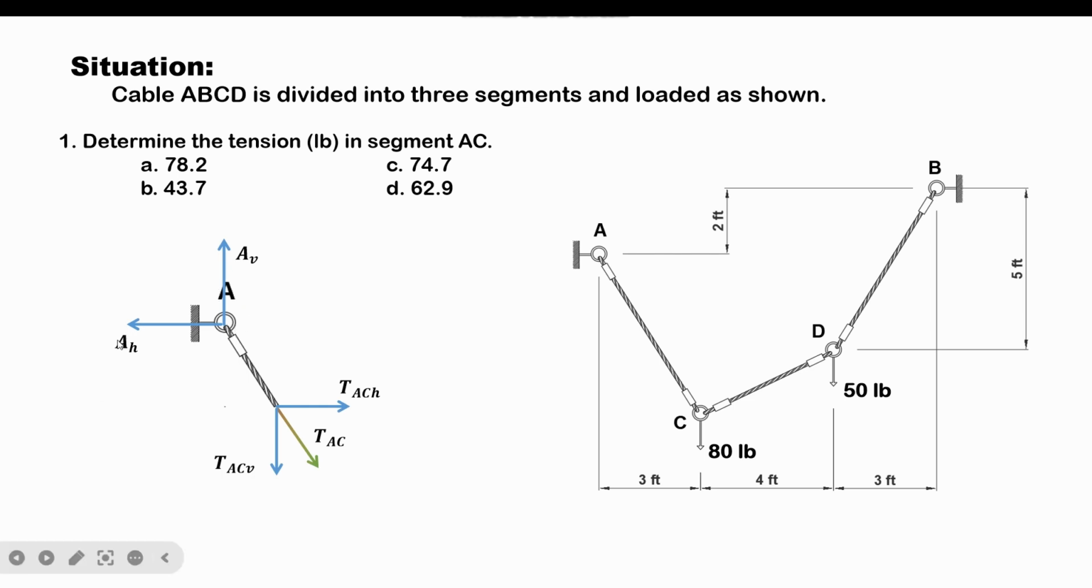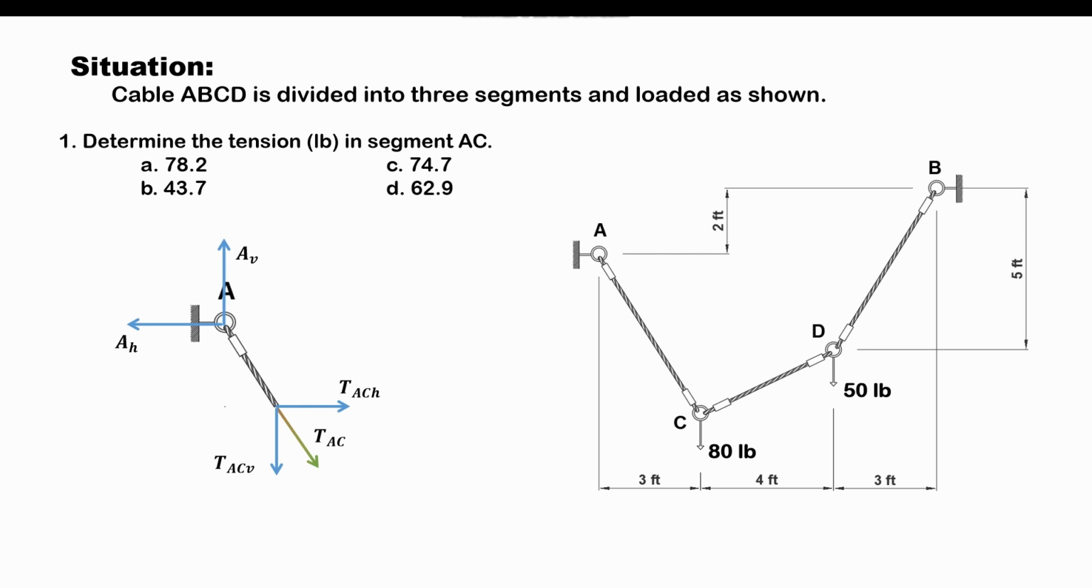Now, AH is equivalent to the horizontal component of the tension of segment AC, the segment connected at A. Likewise, the vertical reaction at A is equivalent to the vertical component of the tension of the segment connected at A. This only concludes that the resultant reaction at A would be equal to the tension of the segment connected to it. But I have to reiterate something here.